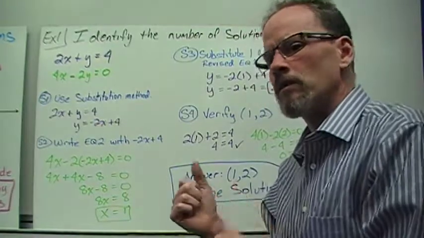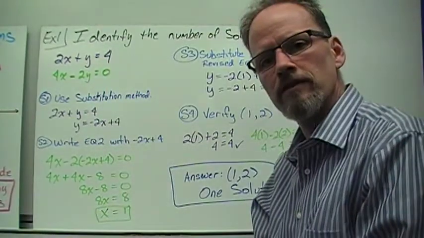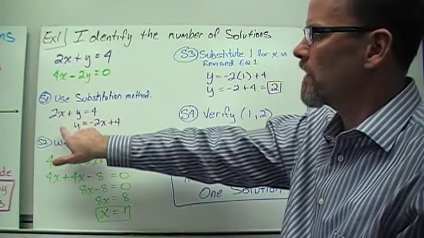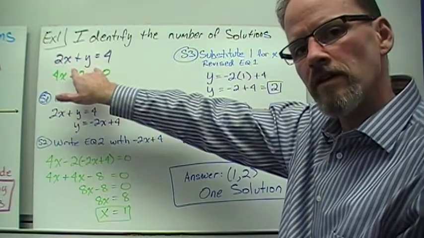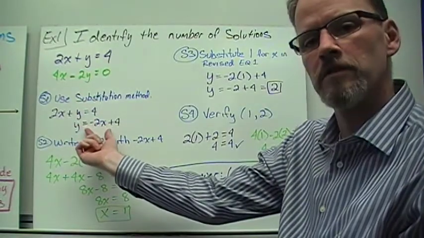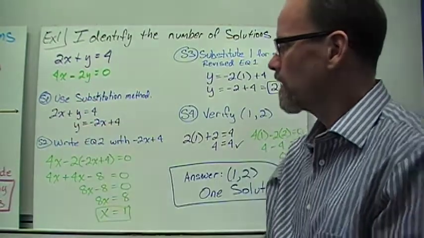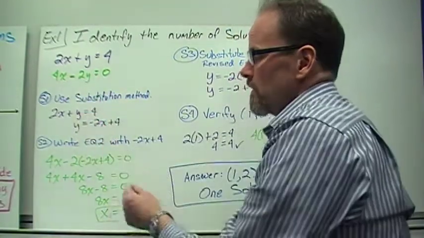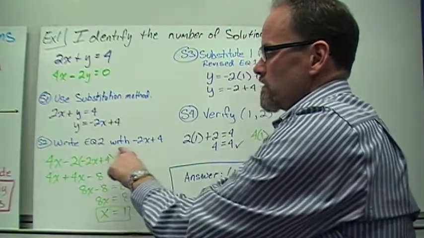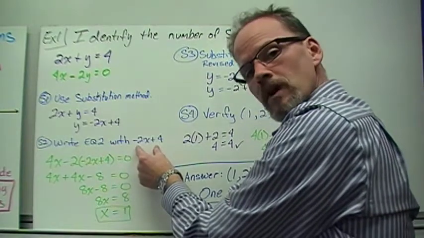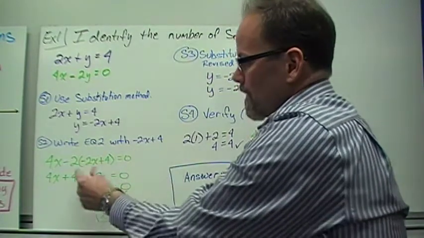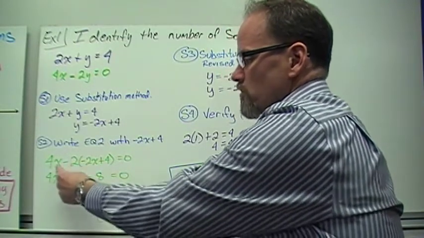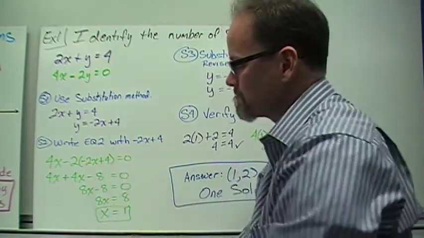I decided on this one right here because I like the y's being almost by themselves, so I'm going to go ahead and use substitution. I'm going to take the first equation and turn it into y equals mx plus b, slope-intercept form. Substitute this into the y right here. So for step 2, I'm going to write equation 2 with the negative 2x plus 4 that I found. When I plug it in, I've got 4x coming down. I've got the distributive property happening right here.